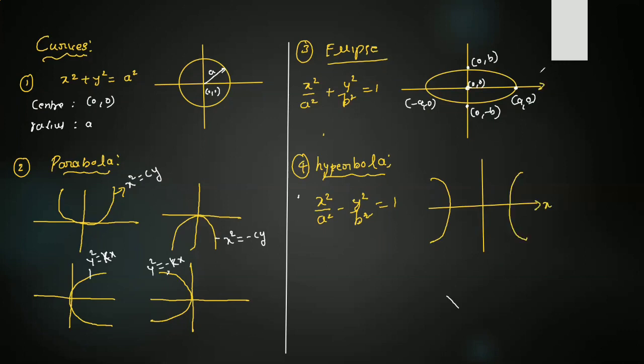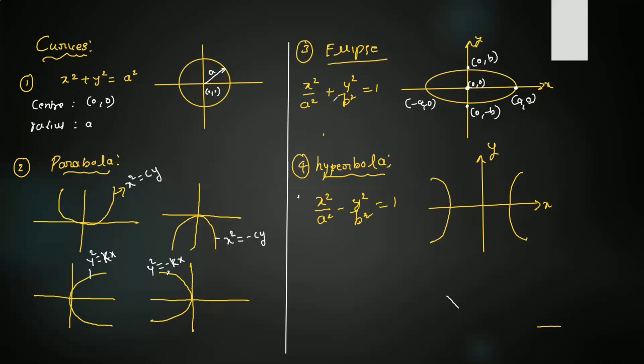Okay, x-axis, y-axis, x-axis, y-axis. Okay, so x square plus y square is equal to a square is a circle with center 0, 0 and radius a. Parabola, x square is equal to cy. Just identify the single power. If it is a single power of y, then it is the upward direction. Single power of x, then it is the right side. Single power of y with a negative sign, then it is downward. Single power of x with the negative sign, then it is left. You can easily identify these parabolas.